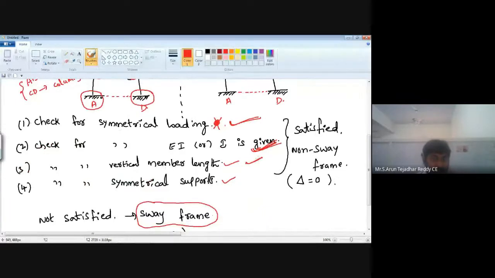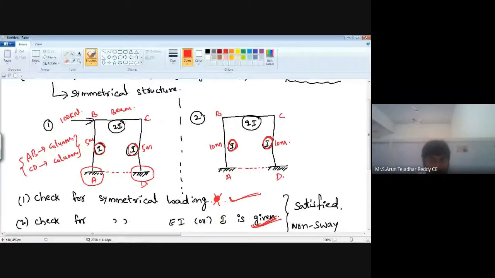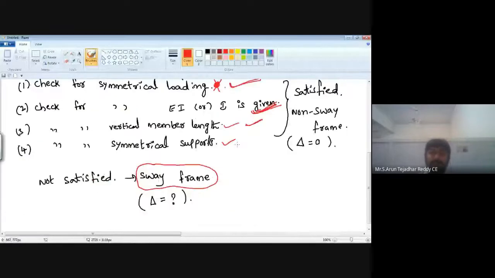Check for vertical member length also satisfied. No problem. Now check for symmetrical supports. That is, if you take point A, it is a fixed support. If you take point D, it is also a fixed support. It means in the given diagram we have 2 supports, and those 2 supports are also fixed supports. So the fourth condition is also satisfied.